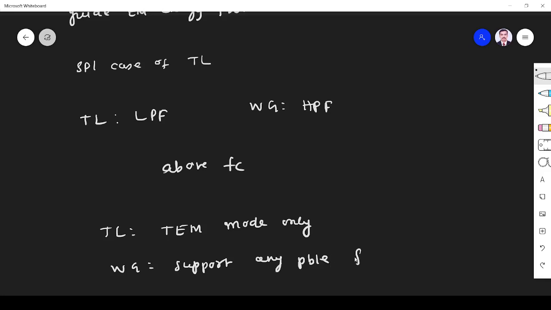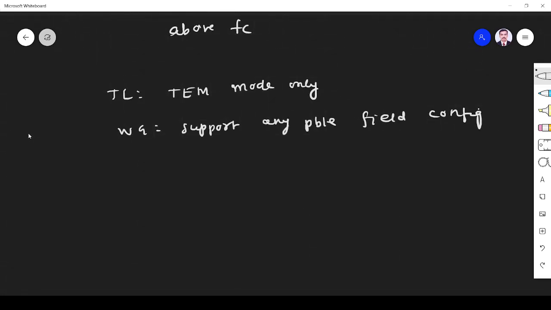Any possible field configuration is very, very important. So this is the thing we have to know. Who's dictating the structure of a waveguide? We know a waveguide has some structure. So the terms dictating the structure of a waveguide are as follows.